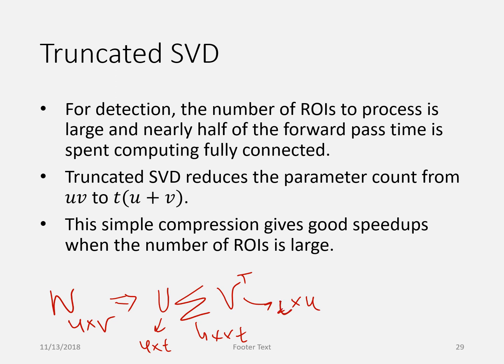So truncated SVD reduces the parameter count from the actual matrix size u cross v to t times (u plus v). This increases the speed of the fully connected layers and hence they are able to process the information faster. This simple compression gives good speedups when the number of ROIs is large.